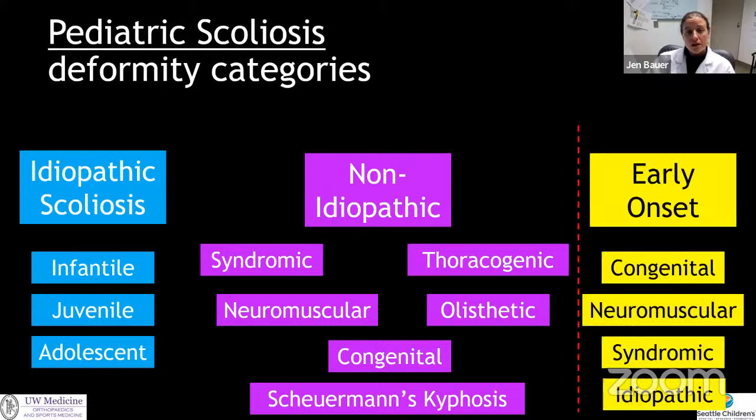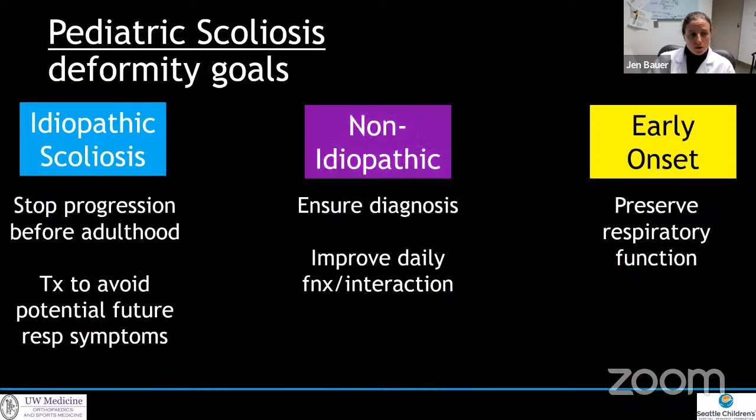There's also a temporal component to this as well. You can have an early onset idiopathic scoliosis, and you can have an early onset non-idiopathic scoliosis as well, and these are scolioses that show up before the age of 10. The treatment thought for each of these three different categories is different. For idiopathic scoliosis, our goal here today is to talk about how we can stop the progression before they become adults, because growth is a major driver for the worsening of the curve.